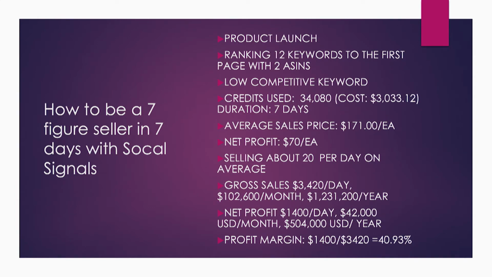Credit use. I'll talk about credit later. 34,080. It's kind of like clicks or links to your ASIN page. About $3,000. Duration, about 7 days. Average sales price, $171. Product. Net profit, about $70. Selling about 20 per day on average.